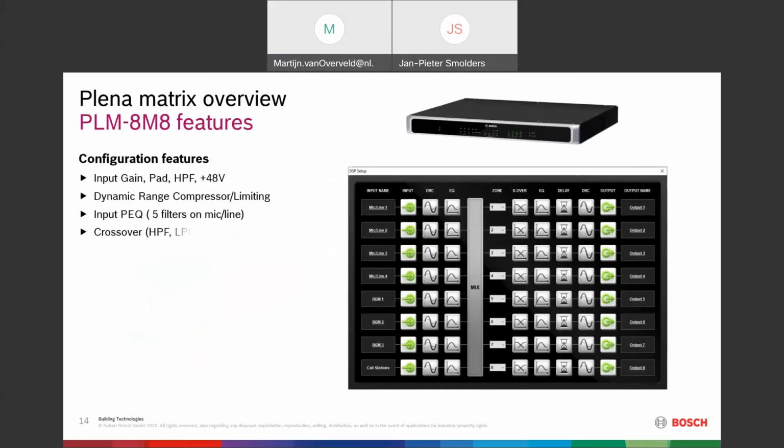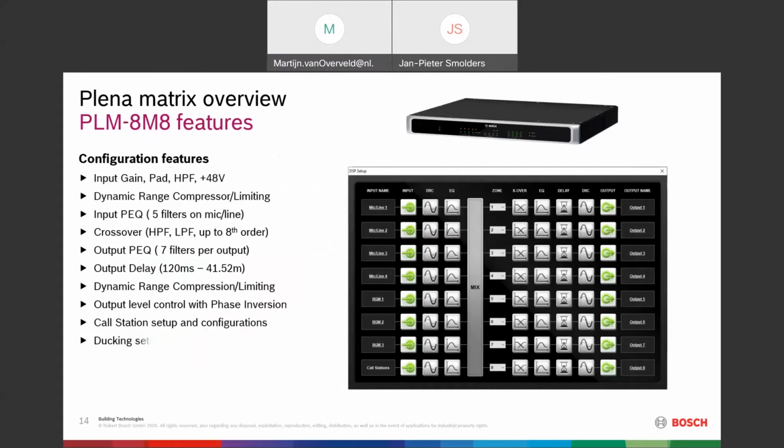Now, if you look at the mixer, there are a lot of configuration features. I will guide you through it a little bit by looking at this picture over here. If you look from the left to the right, you can see all the inputs: 8 inputs, 4 microphone line inputs, 3 BGM inputs, and the call station. Then next to it, you have the input option. You can see this input is green. That means that it's active. The gray ones are not active. Once you click on it and make it active, it will turn green.